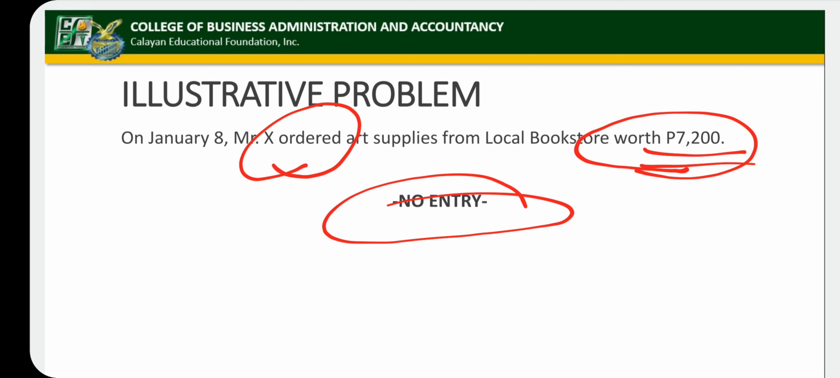'Di ba? Pag nag-order ka, may nilabas ka na ba na cash? Wala pa po. May utang ka na ba? The moment na nag-order ka, wala pa rin po. So, that's why no entry pa siya dito.